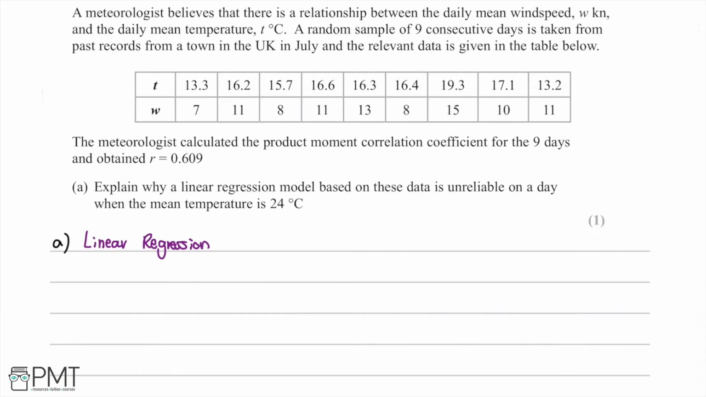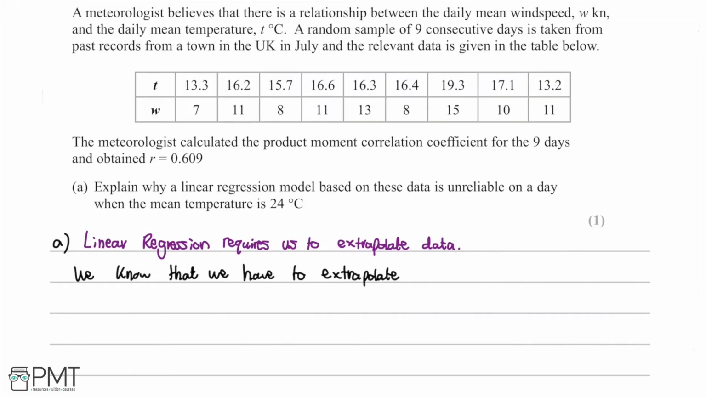In this question we are asked to explain why a linear regression model based on these data is unreliable on a day when the mean temperature is 24 degrees Celsius. We know that linear regression requires us to extrapolate data. This is something which we know is unreliable, and we do this to make predictions about other data. But the caveat is that it's unreliable. We have to extrapolate since no data is given for 24 degrees Celsius.